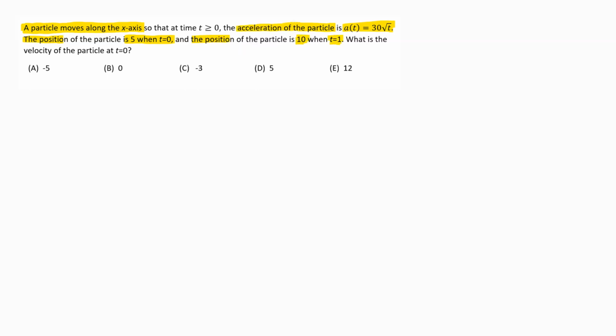You'll notice, though, that they are actually asking us what is the velocity of the particle at t equals 0. So the question is not about position, the question is about velocity.